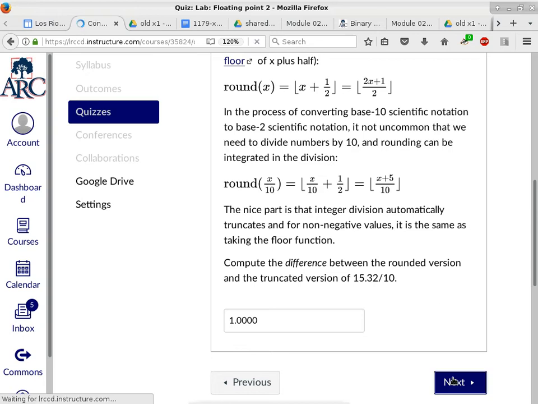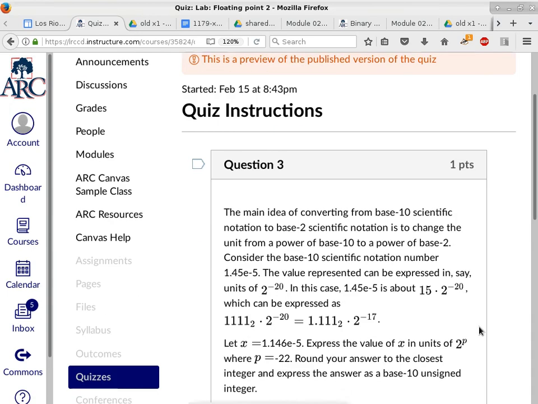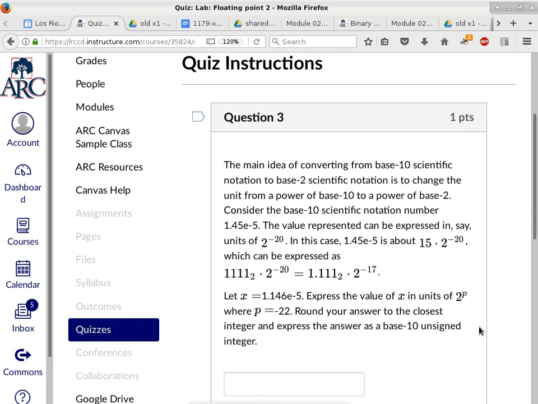Okay, moving on to the next question. So the next two questions are also related. They're basically flip sides of each other. Question number 3. So let's read the first part first.